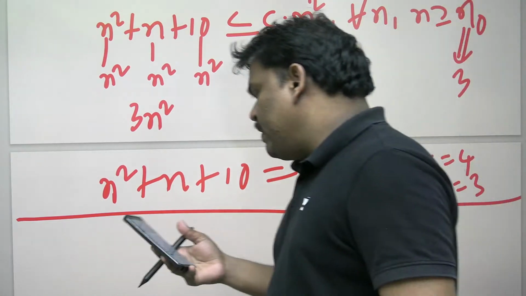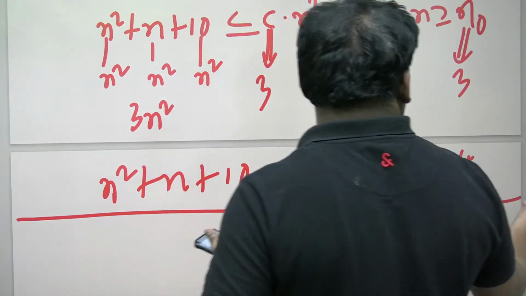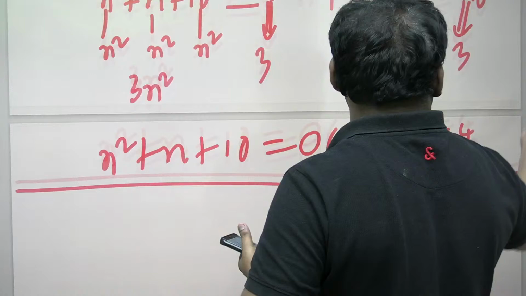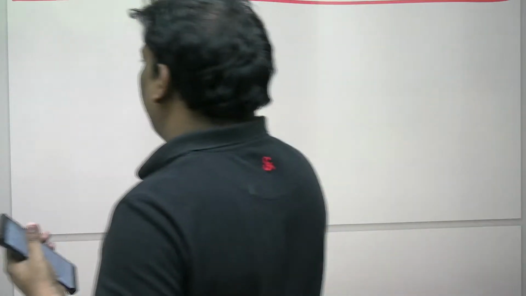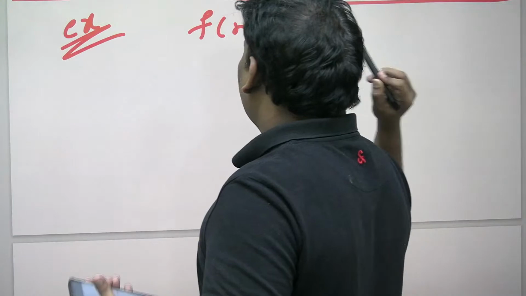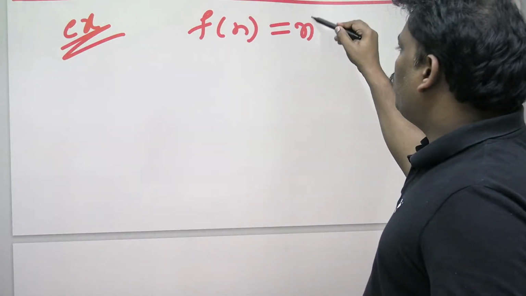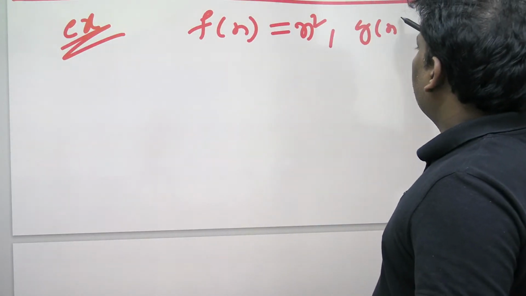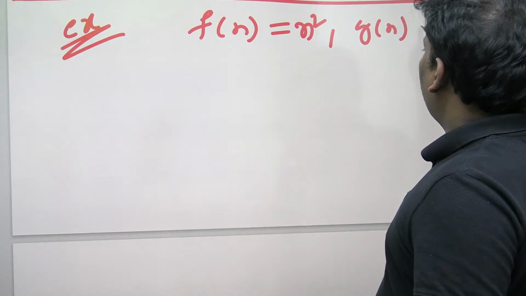Any doubt? Please verify. Can I go to the third example? Can you see the third example? Example: f of n is equal to n square, and g of n is equal to n square plus n plus 10.